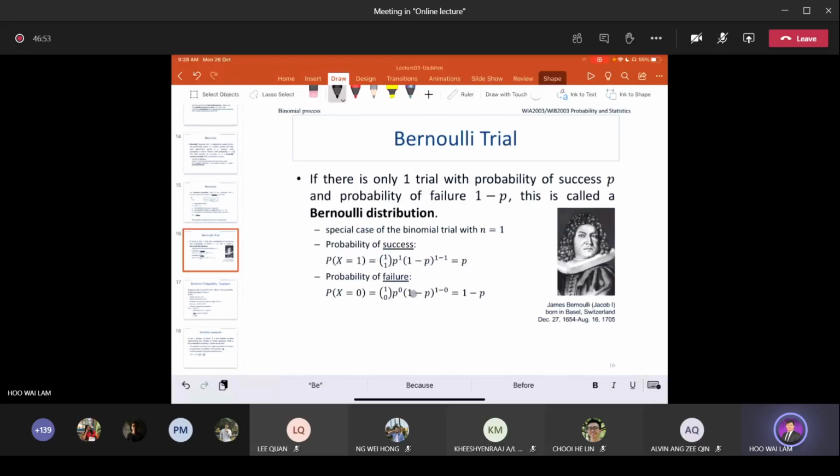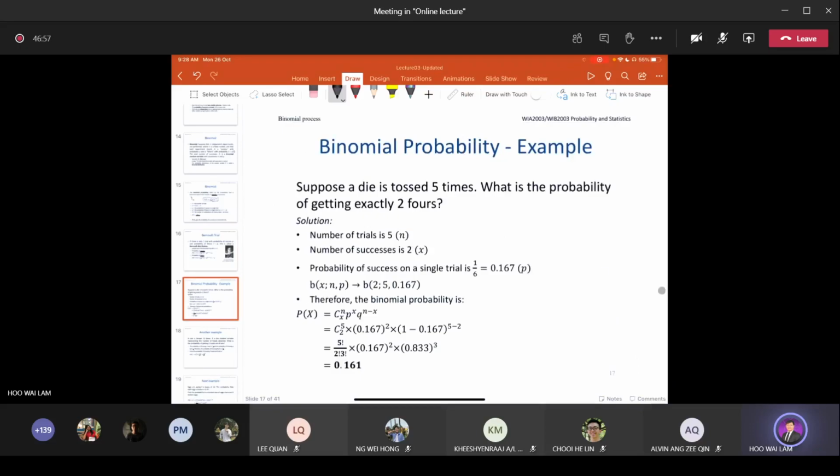I already demoed the example over here actually. Okay, we go into the example. Suppose a die is tossed 5 times. What's the probability of getting exactly 2 fours over here? So from here, you know that a die is actually tossed 5 times. I think it's roll, okay? What's the probability of getting 2 fours?